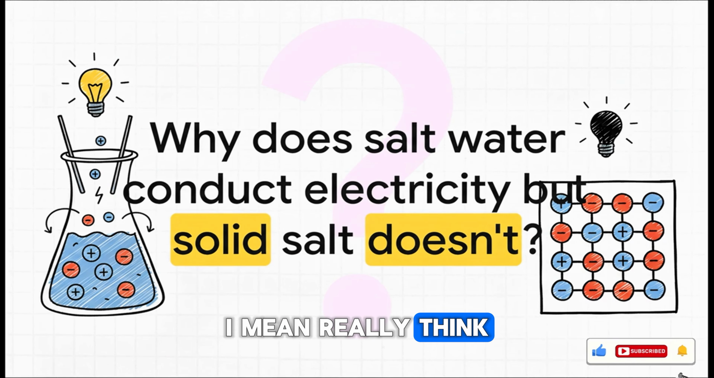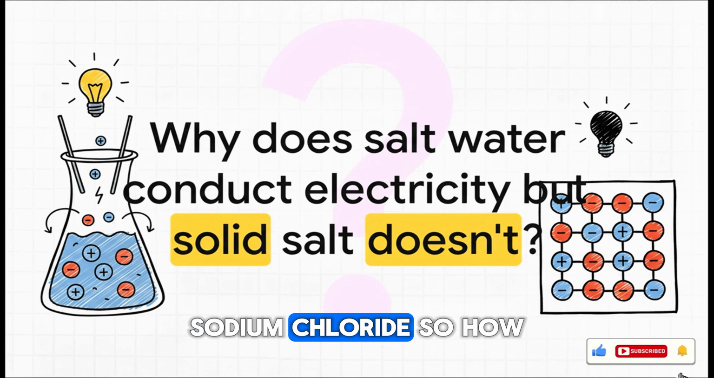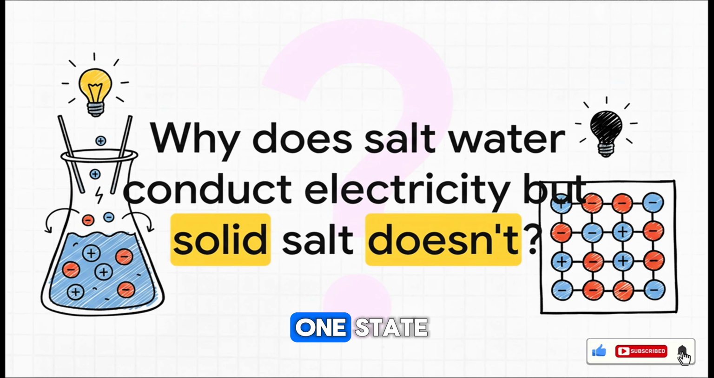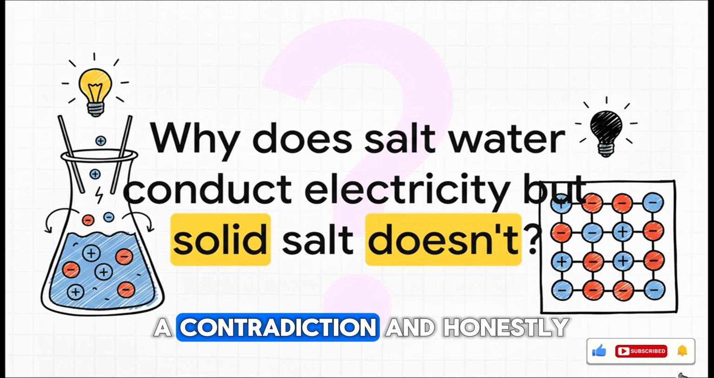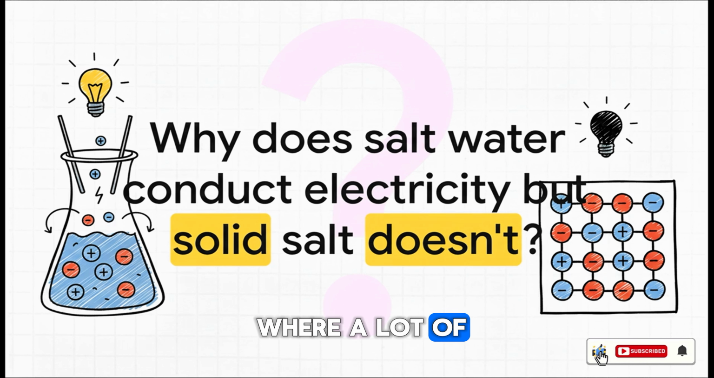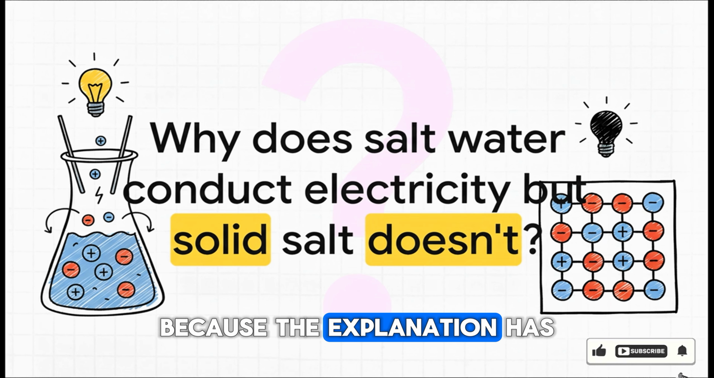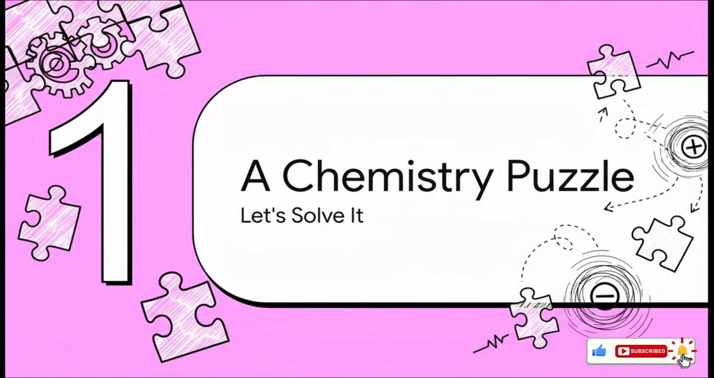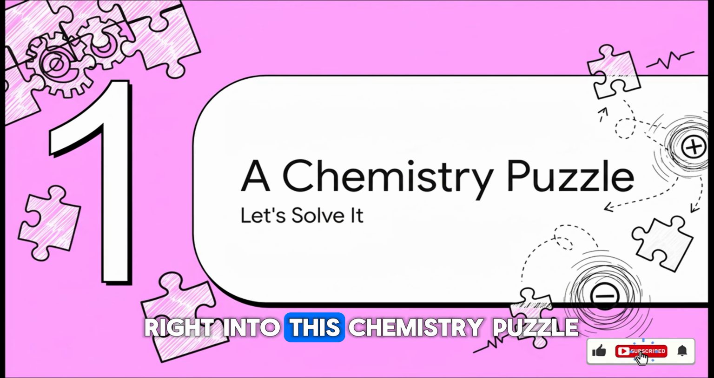I mean, really think about that for a second. It's the exact same stuff, right? Sodium chloride. So how on earth can it be a conductor in one state, but a total insulator in another? It just feels like a contradiction. And honestly, this is a spot where a lot of students lose marks, because the explanation has to be super specific. All right, so let's dive right into this chemistry puzzle.